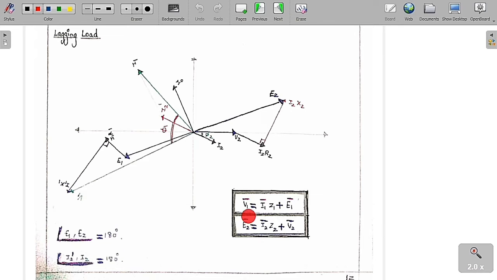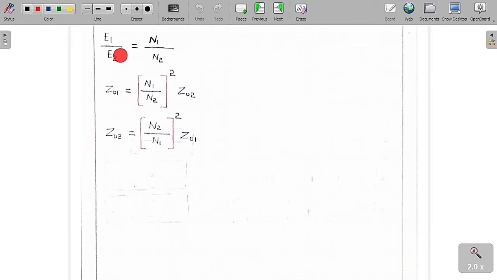And I have already told you V1 bar is equal to I1 bar Z1 bar plus E1 bar. Similarly E2 bar is equal to I2 bar Z2 plus V2 bar. These are the formulas that you have to remember, just by using vector KVL. Now E1 by E2 is always equal to N1 by N2.